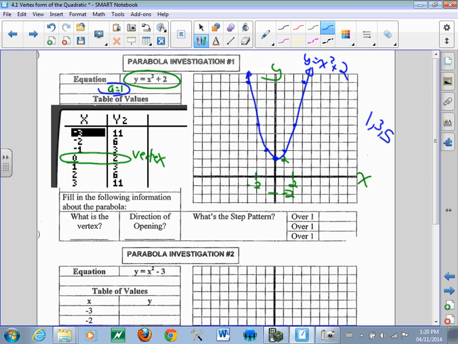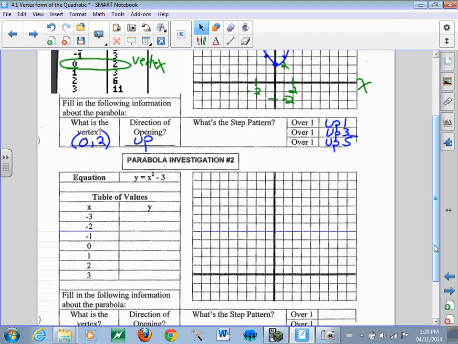All right, so let's answer some of these questions. What is the vertex? The vertex is (0, 2) because it pushed it up. The direction of opening is still up. What's our step pattern? It's still going to be up 1, up 3, and up 5. Any questions there, folks? All right, next one.